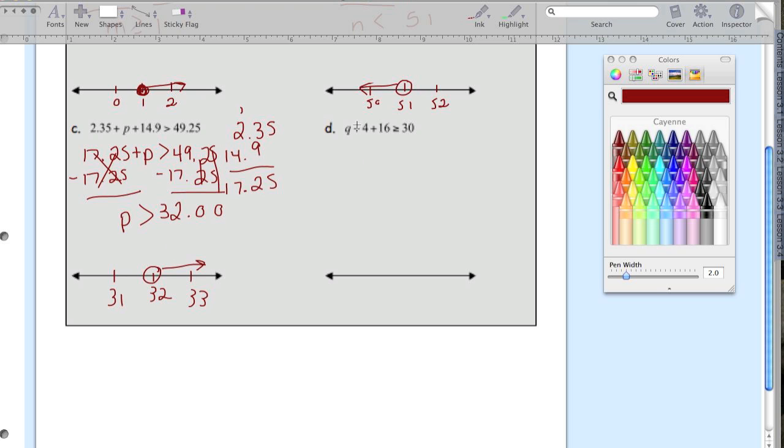Okay, last one, 4 plus 16, q plus 20 is greater than or equal to 30. I'm going to subtract 20 on both sides. I get q is greater than or equal to 10. It's going to be 9, 10, 11, closed circle, shade to the right.